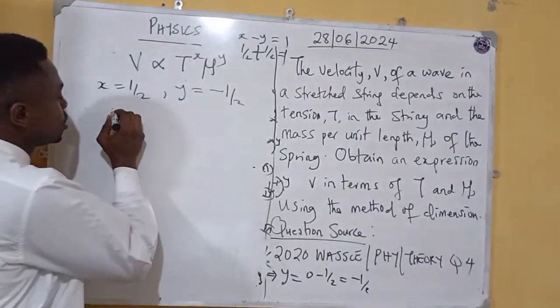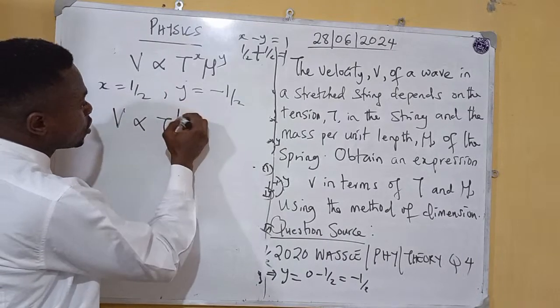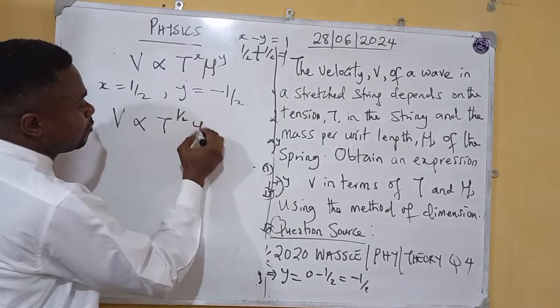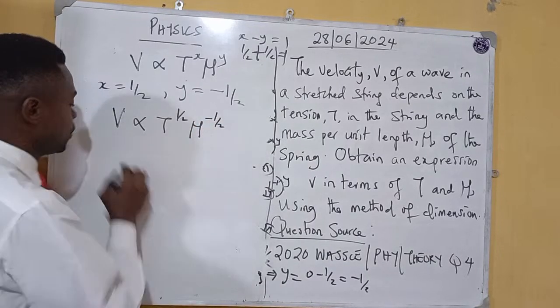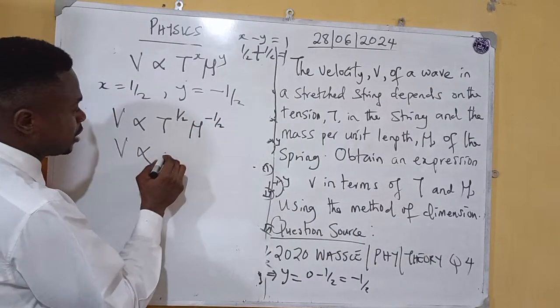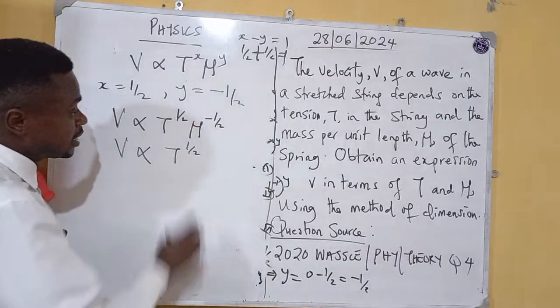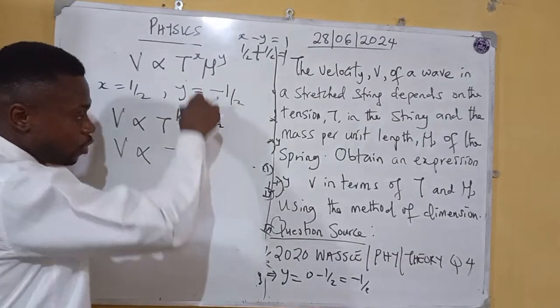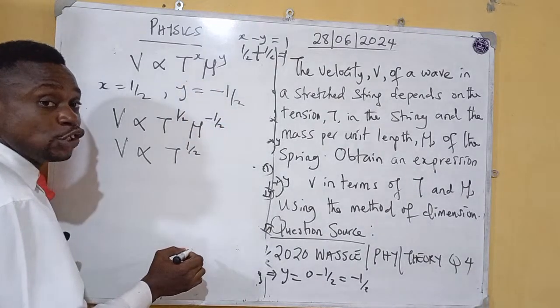Let's do it. So v is now proportional to what? Tension raised to the power of what? Half. And mass per unit length raised to the power minus half. So v is proportional to what? Tension raised to the power half. Remember the law of indices. Mu raised to the power minus half. For this minus to disappear, mu will come down to the denominator.